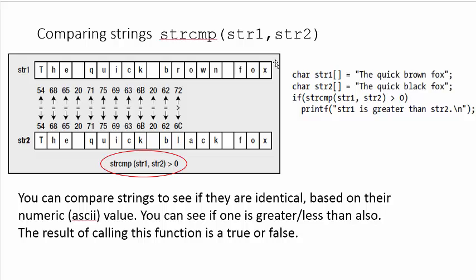So I have a string 1 here called the quick brown fox, and I have string 2 called the quick black fox. Here's a little snippet of code where I declare the two strings, and I say if string compare string 1, string 2. So I'm going to see if string 1 is greater than string 2, and then I'm going to print that it is greater than.